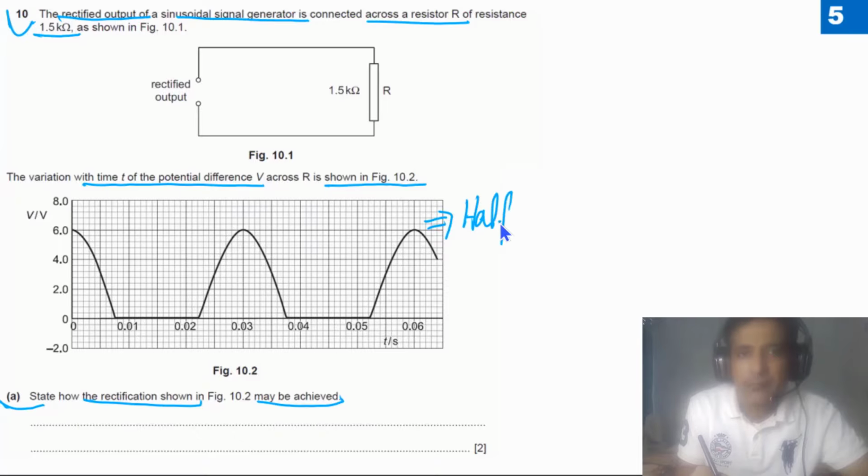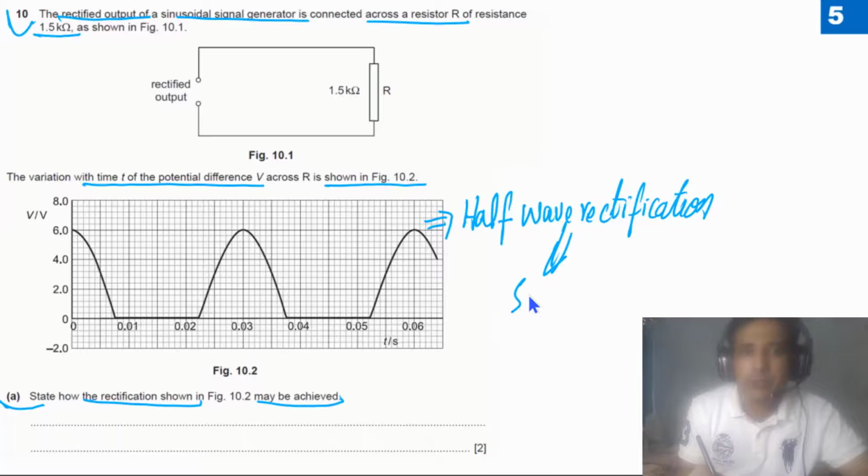This is half wave rectification, because for half of the cycle there is no PD across the resistor. Half wave rectification simply can be achieved by using a single diode in series with a resistor.